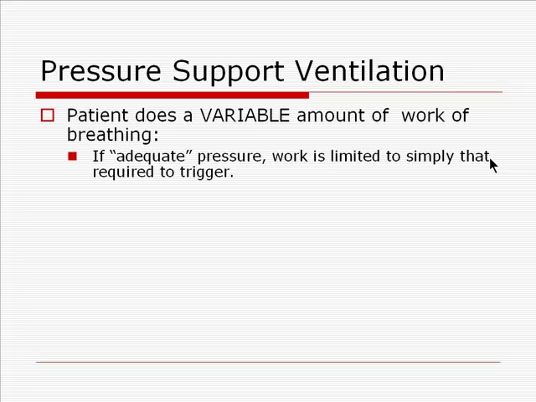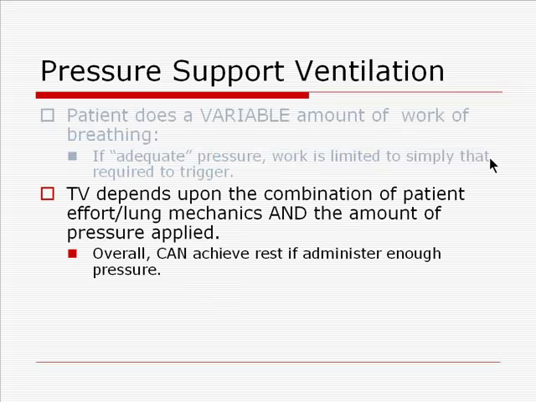In pressure support ventilation, the patient will do a variable amount of work of breathing, in that if you choose an adequate or high level of inspiratory pressure, the only work the patient would ever do would be the work necessary to trigger the ventilator, which is very minimal. However, if one chooses a small level of pressure support, the patient would augment the pressure delivered by the ventilator with negative inspiratory pressure generated by the patient, and that work could be excessive.